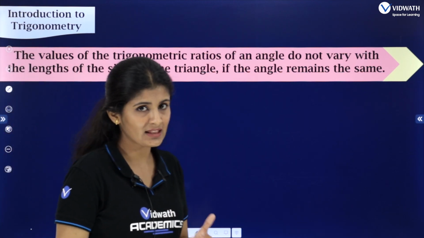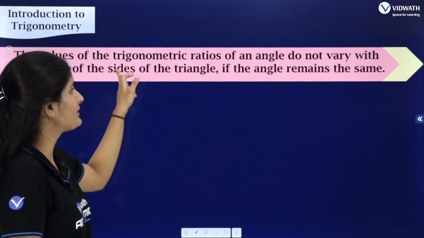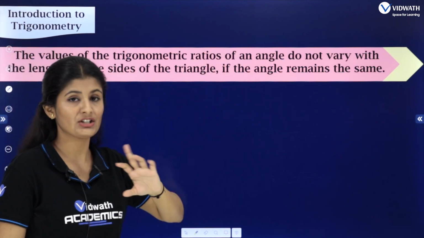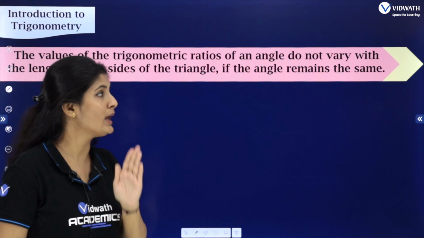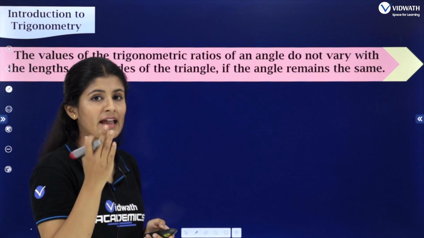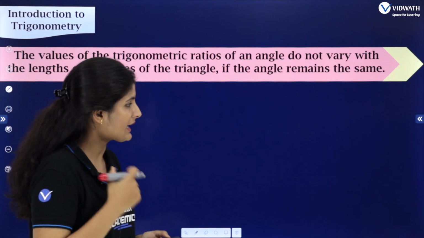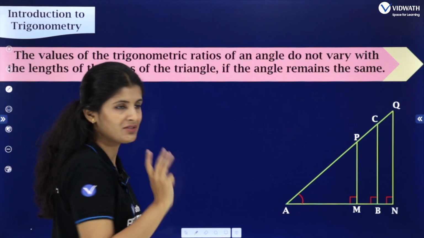But how do we check this? Here, we are going to check if the value of the trigonometric ratios of an angle change when the angles remain the same in a triangle, but when the lengths of the sides of the triangles vary. To check this, I am going to consider 3 triangles here. Where are these 3 triangles?